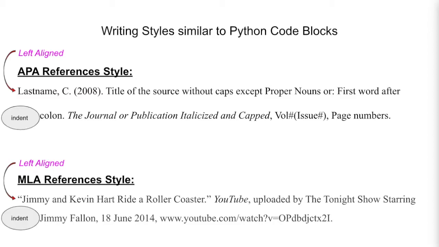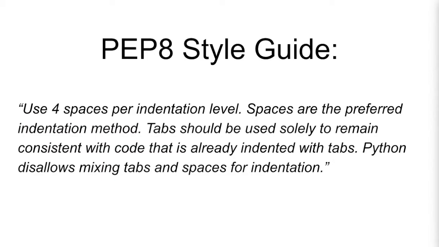Now let's talk about indentation. The PEP8 guide rules for indentation states, use 4 spaces per indentation level. Spaces are the preferred indentation method. Tabs should be used solely to remain consistent with code that is already indented with tabs. Python disallows mixing tabs and spaces for indentation.